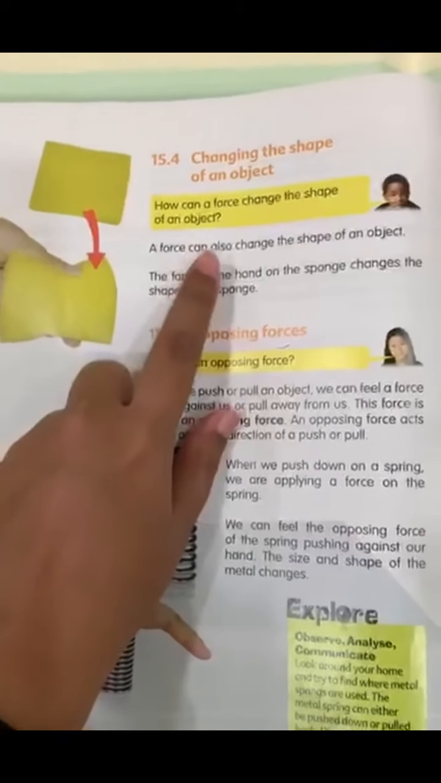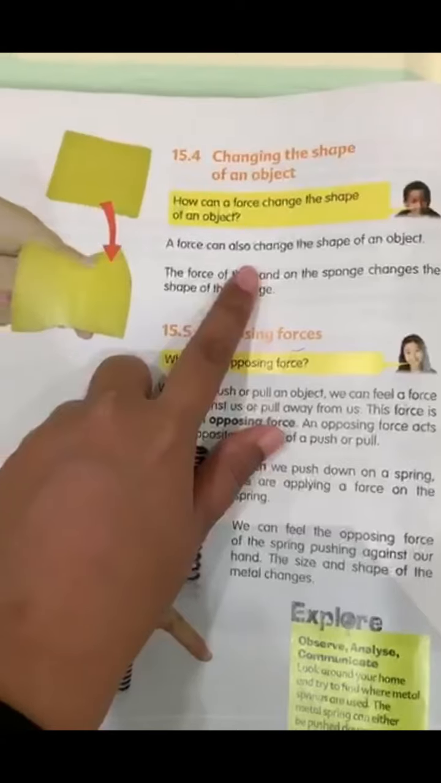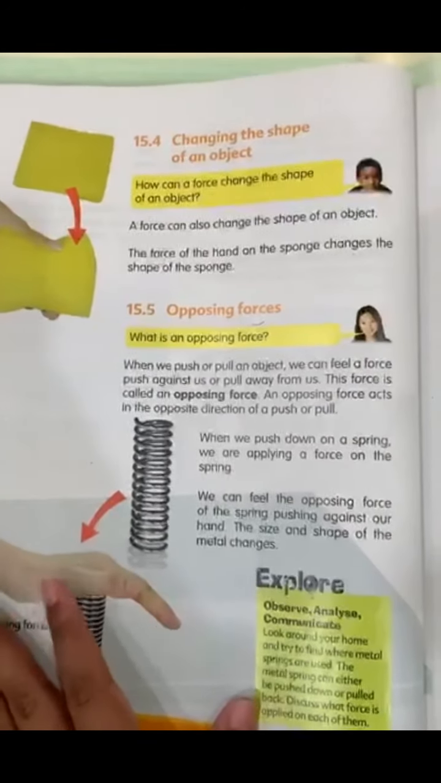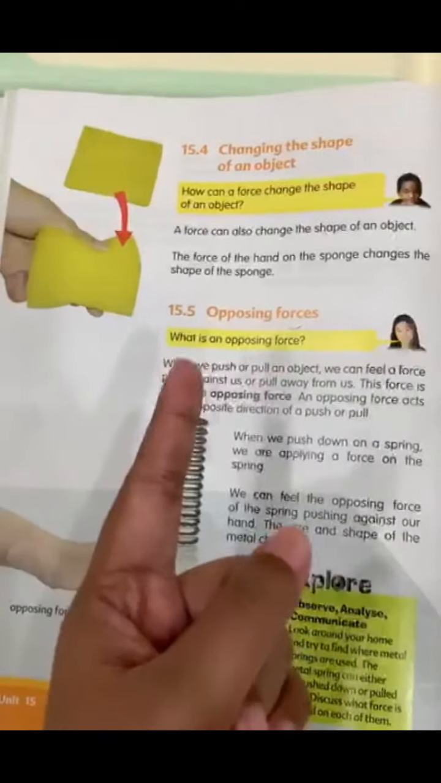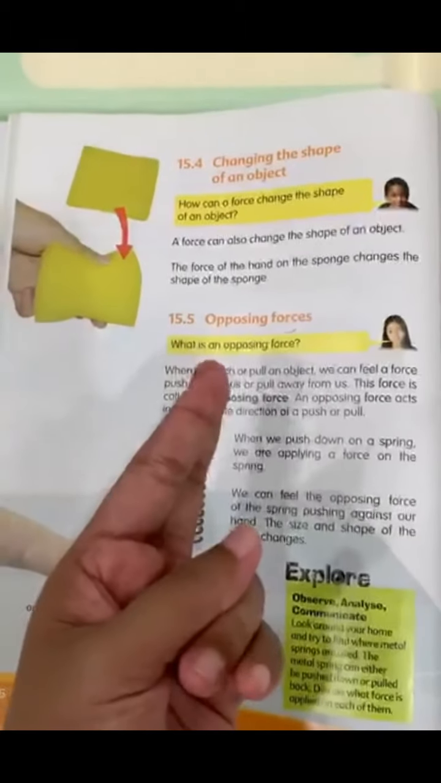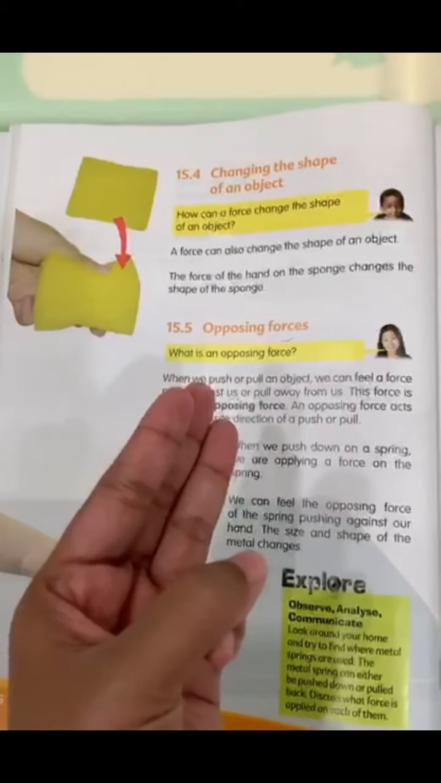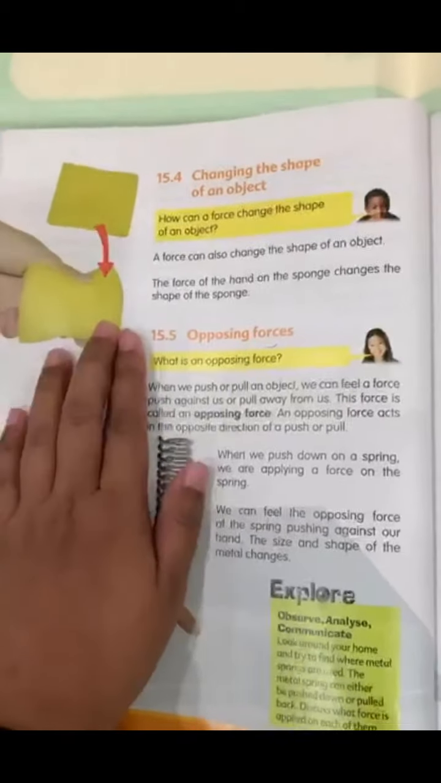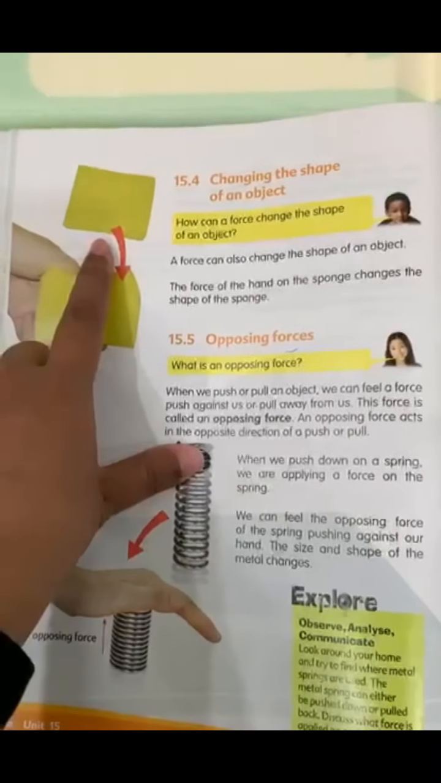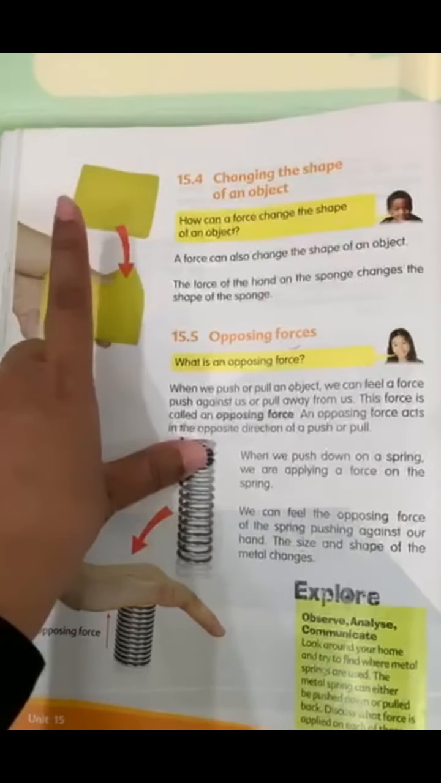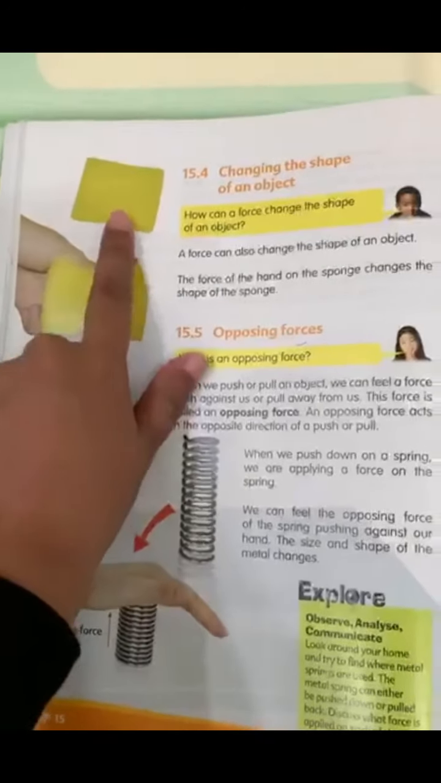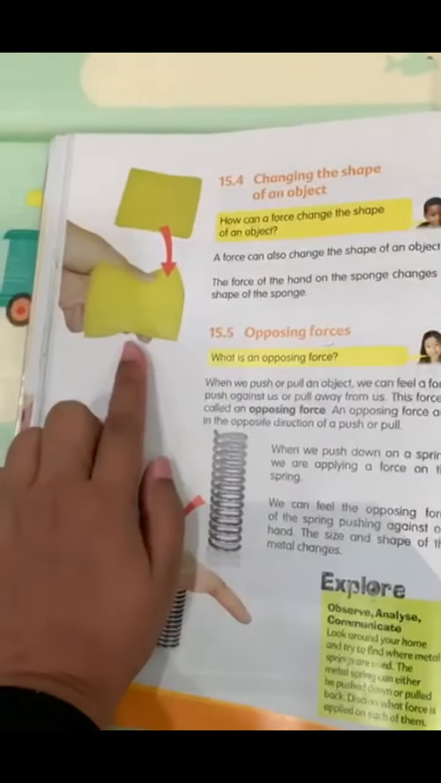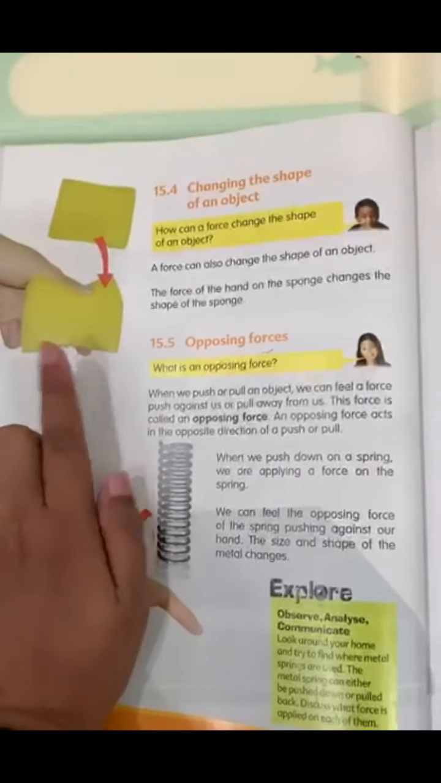Okay, but before I touch on opposing forces, let's talk about how force can change the shape of the object. Previously, I have taught everybody how forces can change the speed of the object. Force can also change the direction of the object, and also force can stop the moving object. For this one, it also said force can change the shape of the object. For example, whenever you squeeze a sponge, you are causing the sponge to change its shape from rectangular like this into this shape. Okay? For that part, clear, right?